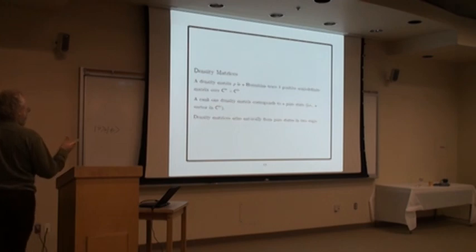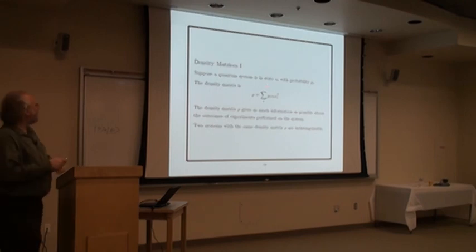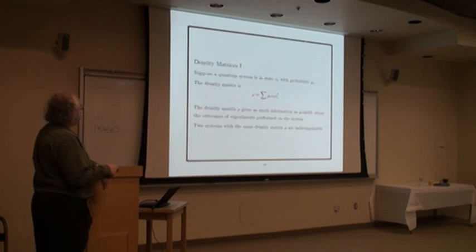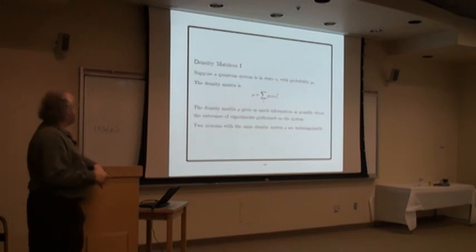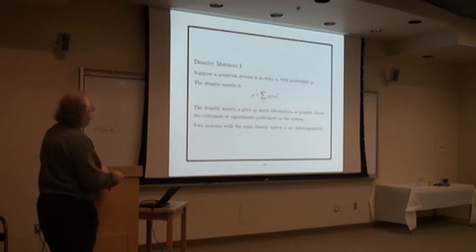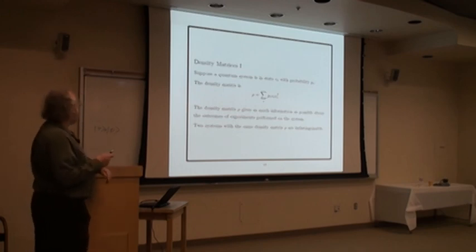Density matrices arise from pure states in two ways. The first way is, suppose you have a quantum system which is in state v sub i with probability p sub i. The density matrix is rho, the summation over i of p sub i times v sub i v sub i dagger. Each v sub i v sub i dagger is a rank one density matrix. If you have just one quantum state with probability one, you get a rank one density matrix, and if you have a bunch of different quantum states, you get a density matrix of rank higher than one.